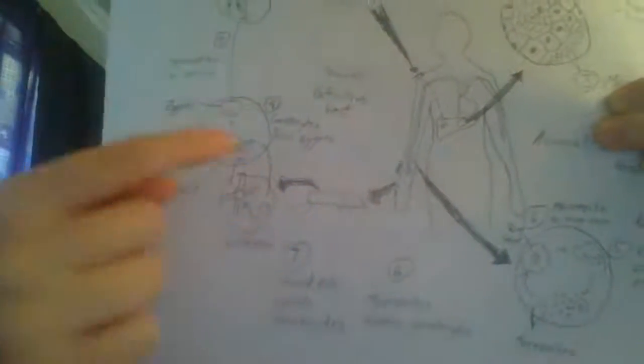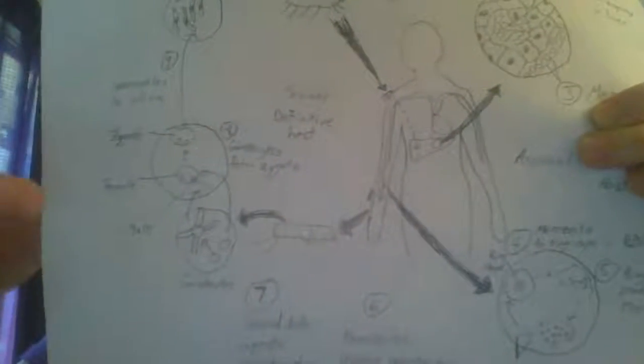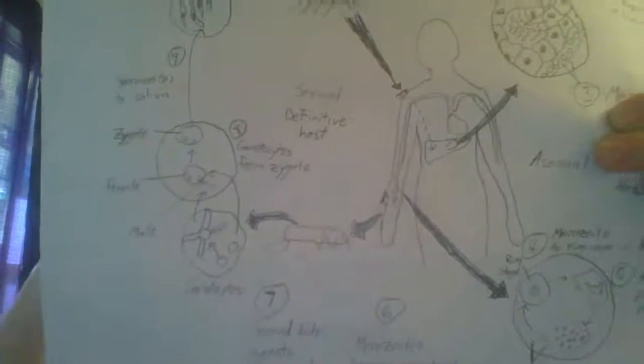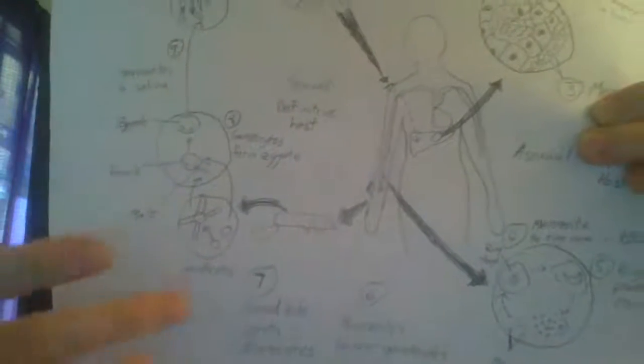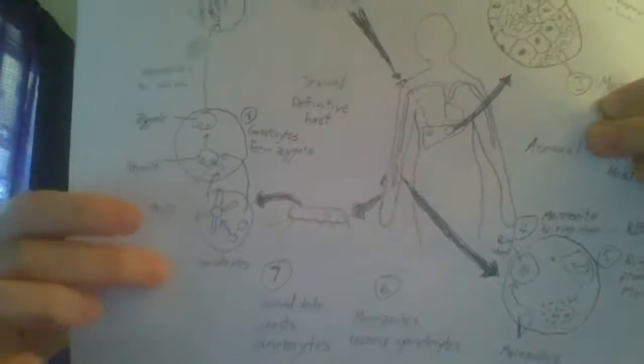So this is the sexual reproduction that happens in the definitive host, which is the mosquito. And this happens in the mosquito's digestive tract after it ingests the gametocytes from the human.